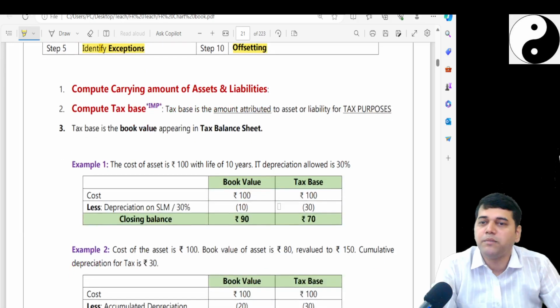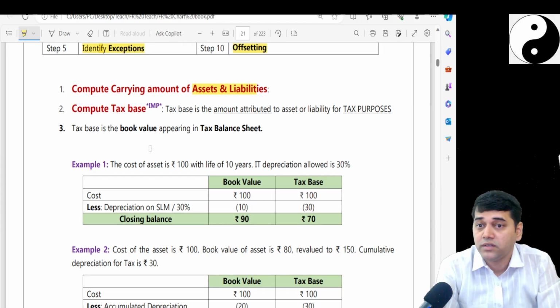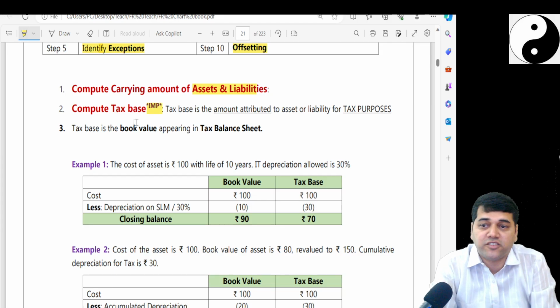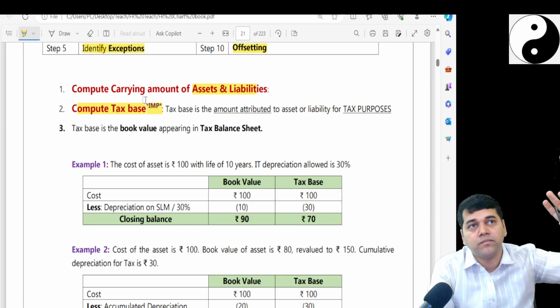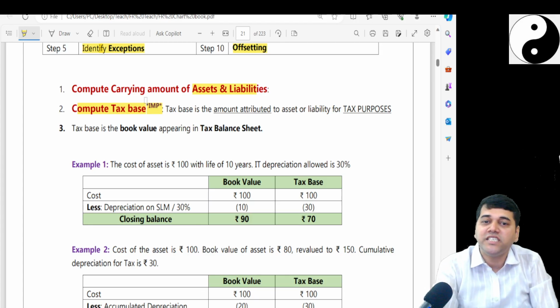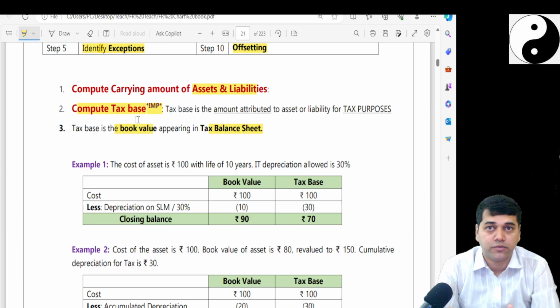Okay, first thing, computation of the carrying amount of the assets and liabilities, leave it. We will do it as per the next step. Now onwards, it's a very important thing. Please understand how to calculate the tax base. For this, you need to be a little imaginative. You have to just imagine the balance sheet of the income tax, because we are going with the balance sheet approach, not the P&L approach.